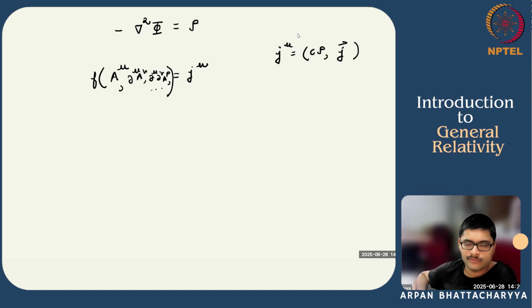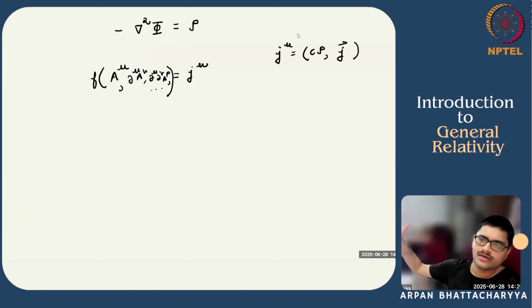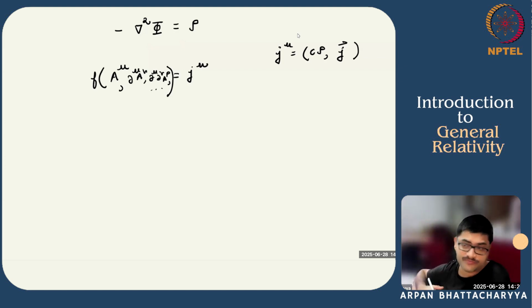How do you do that? First of all, note that this Poisson equation is linear in phi. So we expect this function f should be linear in A mu. And also remember our previous discussion: most of the equations contain at best second derivatives. So this f should be linear in A, and we'll have terms with not more than two derivatives of A. By two derivatives, we mean two derivatives in space and two derivatives in time, because special relativity taught us that we have to treat space and time on an equal footing.